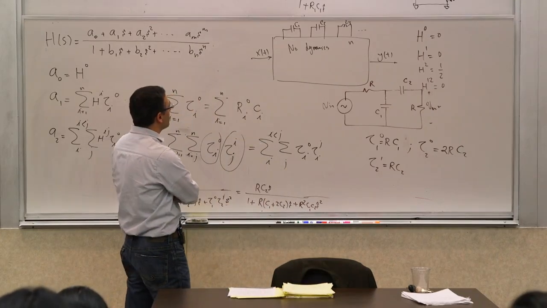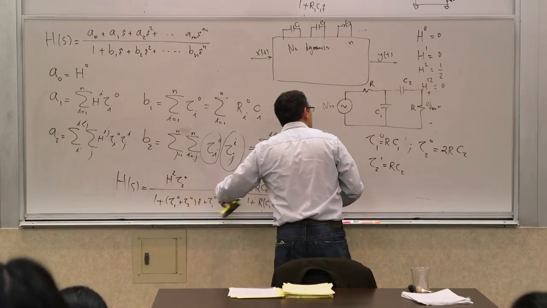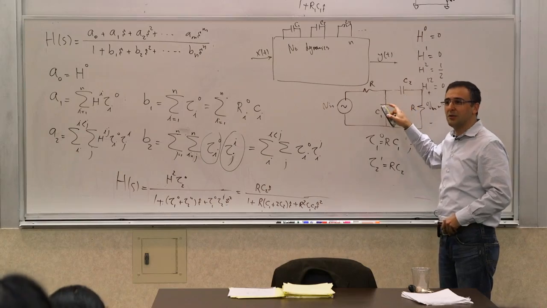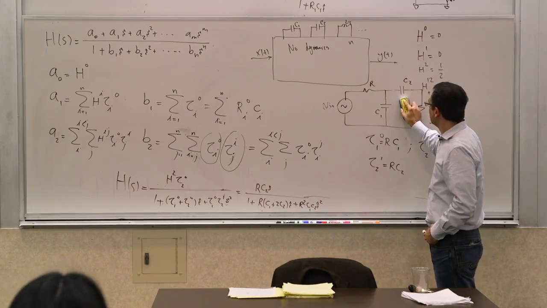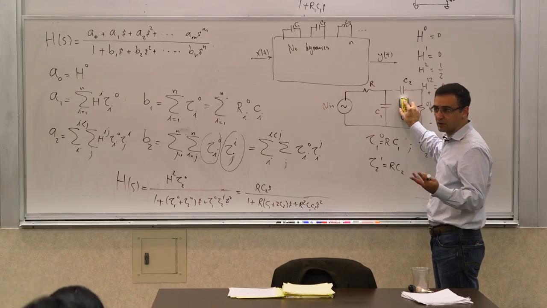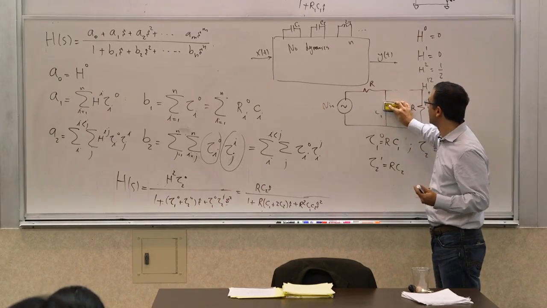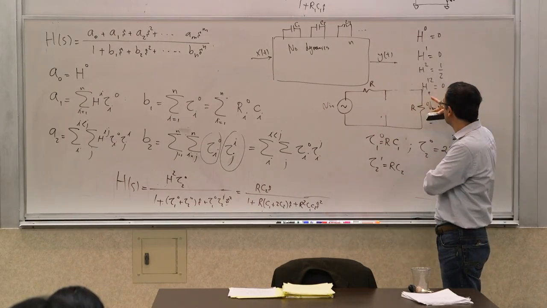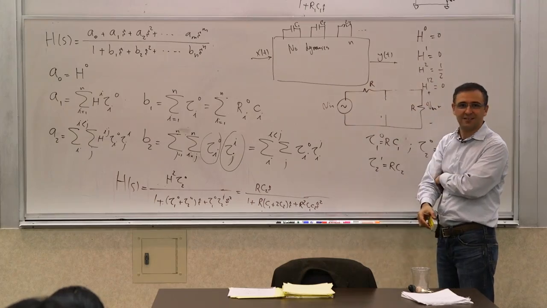Why was H0 zero, right? So to determine H0, you zero-value all the elements, meaning that for capacitors, zero valuing means they're open. For inductors it means they're short, right? I can do one with inductors too. So what is the V out in terms of V in?